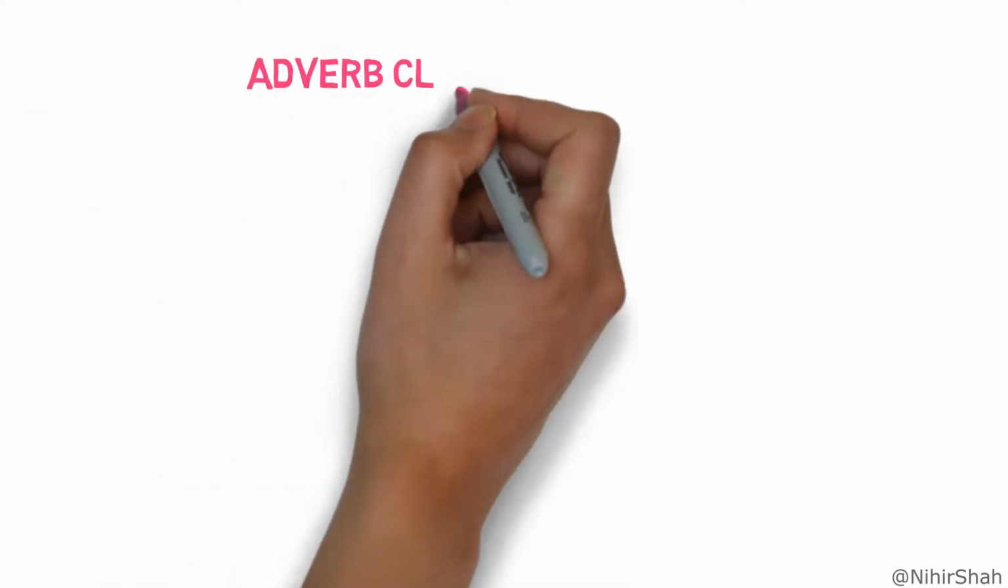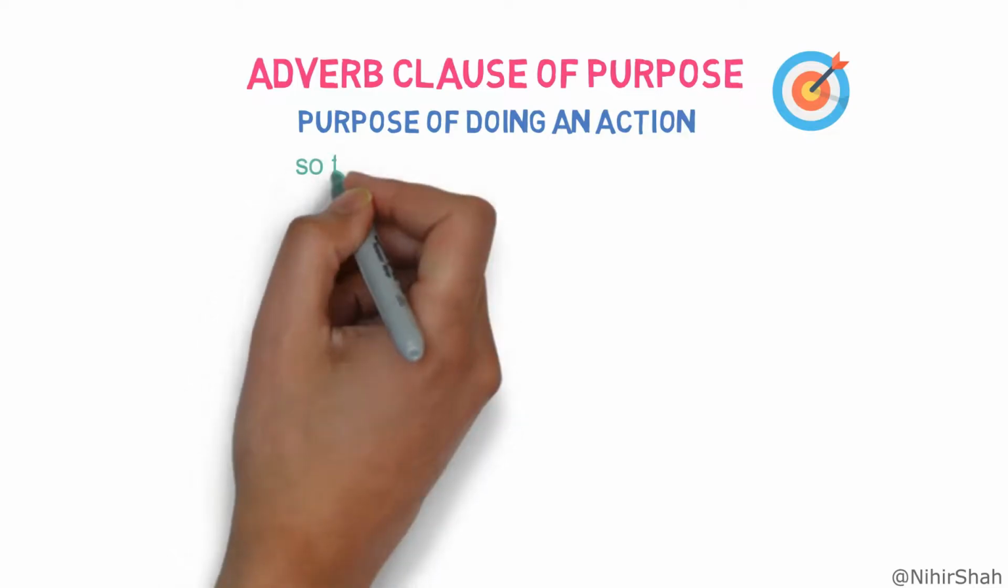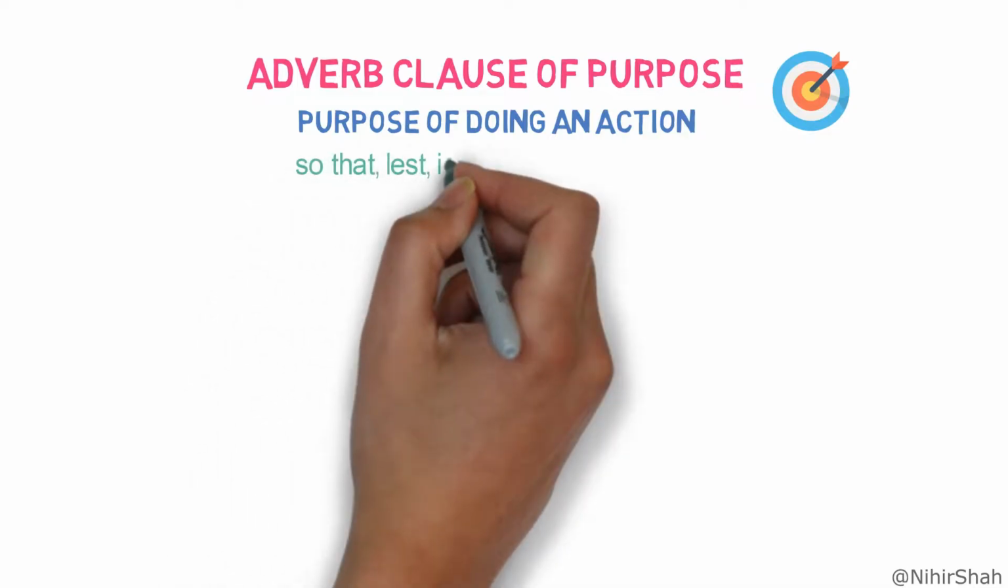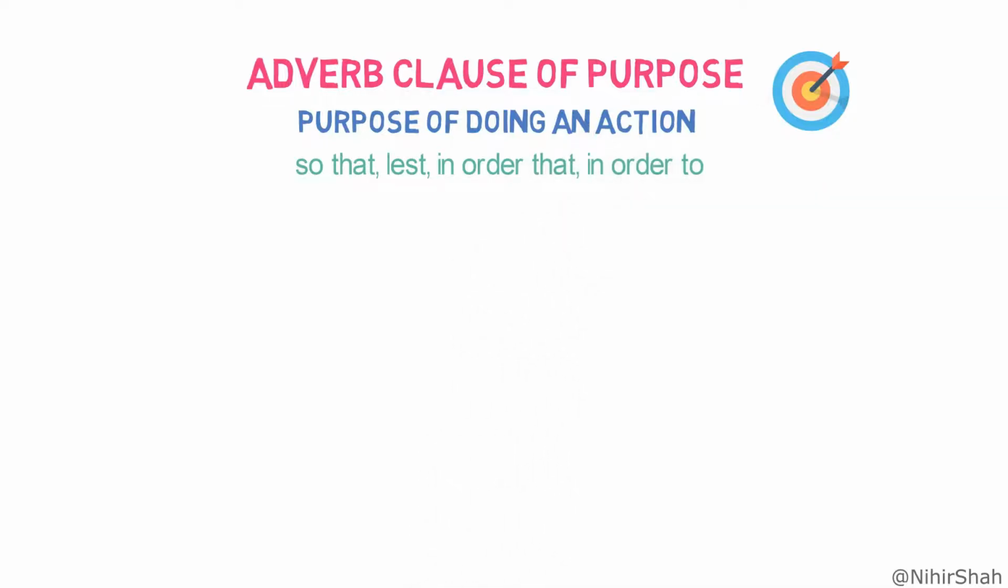Number 4, adverb clause of purpose. The adverb clause of purpose describes the purpose of doing an action or event. It answers what will be the benefit of doing it. The most common subordinating conjunctions are so that, lest, which means to avoid the risk of, in order that, in order to.